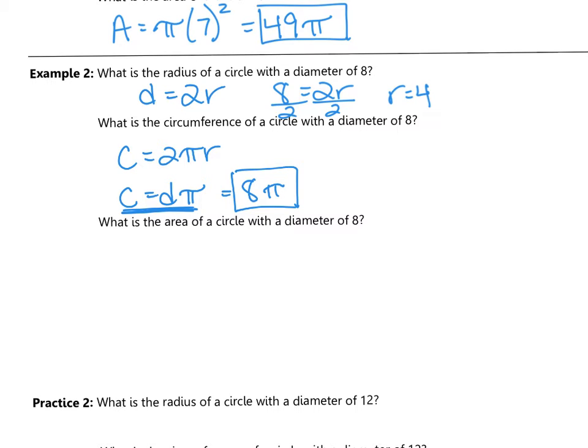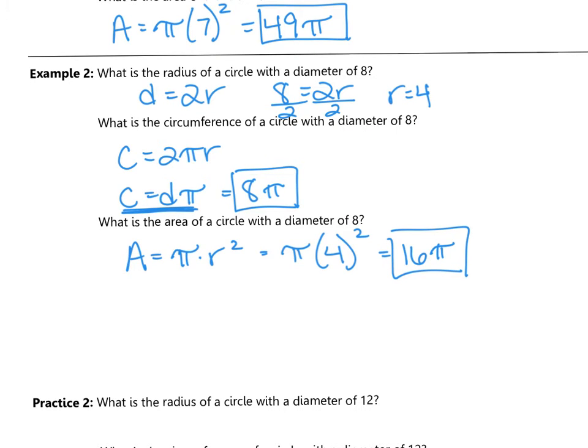Now, when you're trying to find the area of a circle and you're given the diameter, you have to find the radius first, okay? Because our only formula for area is pi times the radius squared. So remember that we found a radius of 4. So we're going to do pi times 4 squared. Okay, go ahead and evaluate. 4 squared is 16, and we get 16 pi. That's our final answer. All right, go ahead and try it on your own with practice problem number 2.